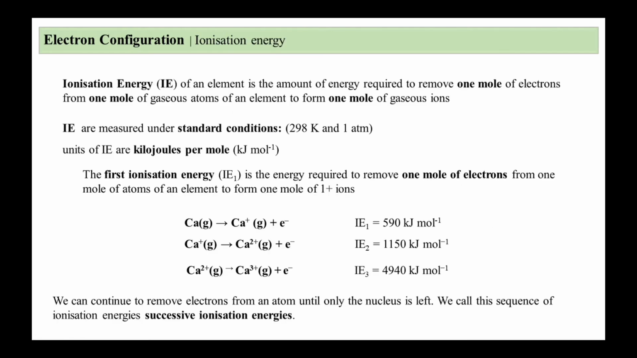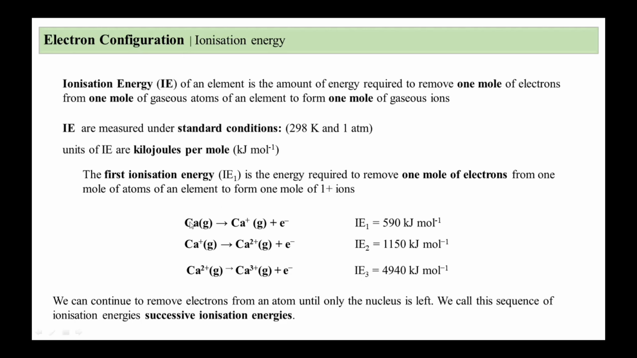Okay, and let's see now the ionization energy. As you can see here, we refer to it by the abbreviation IE, and it's the energy required to remove 1 mole of electrons from 1 mole of gaseous atoms of an element to form 1 mole of gaseous ions. The ionization energy is measured under standard conditions, and its unit is kilojoules per mole. Here we can define the first ionization energy, IE1, as the energy required to remove 1 mole of electrons from 1 mole of atoms of an element to form 1 mole of 1+ ions.